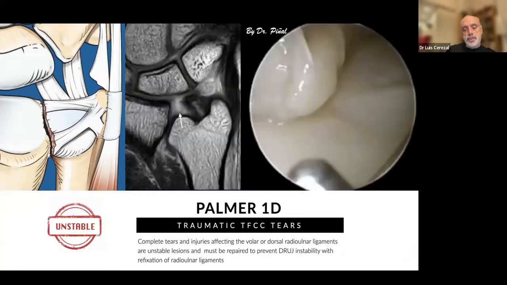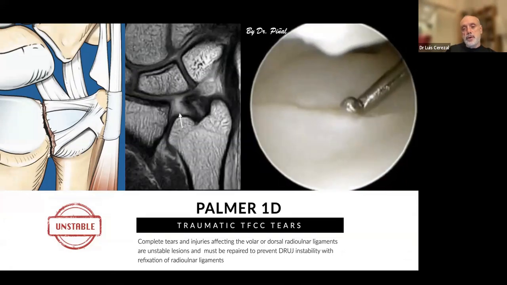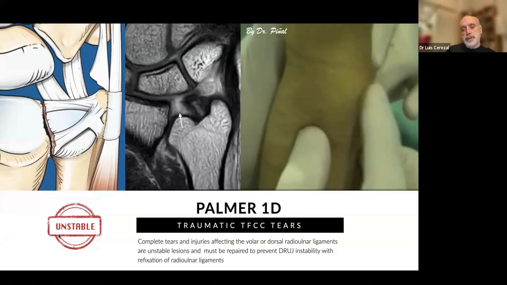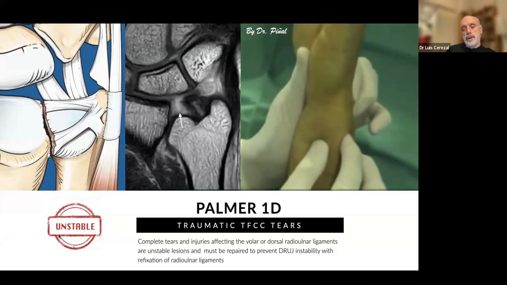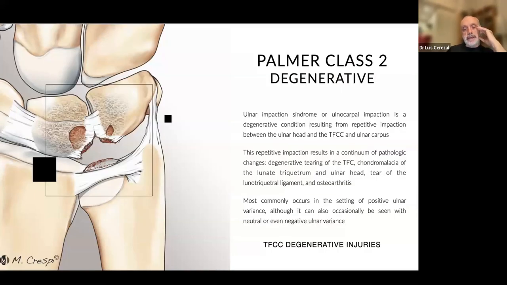This is another example, another variant, with a complete tear of the TFC at the radial insertion. And in this case, we have a marked instability at the hook test, indicating a complete rupture of the radial insertion of the TFC. We move to degenerative injuries.